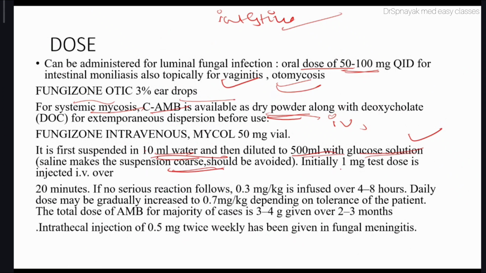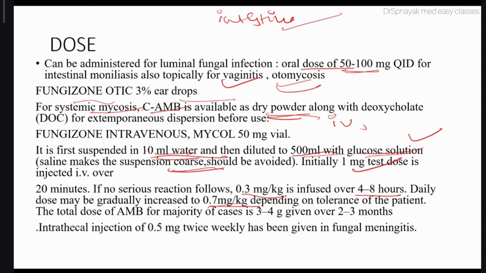Before amphotericin B is given intravenously, the patient is tested for hypersensitivity. Initially 1 mg of the dose is injected IV. Then we wait for 20 minutes. If there is no reaction, we start the infusion with 0.3 mg per kg over 4 to 8 hours. If this 0.3 mg per kg is well tolerated, then slowly we can increase the dose to 0.7 mg per kg.